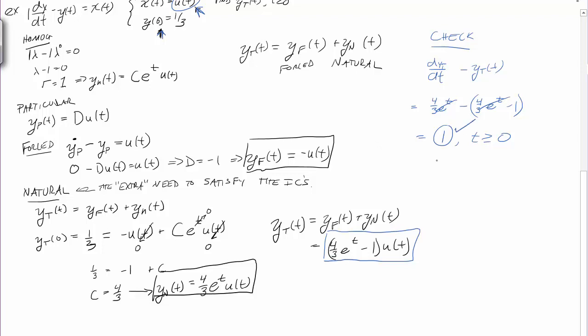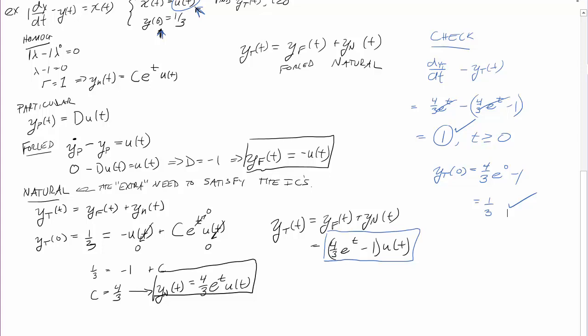Additionally, we can check the initial condition. What is y(t) at 0? Well, it's going to be 4/3 e to the 0 minus 1, which is just 1/3. That gets our second check mark. So we found a solution. It meets both of our requirements. It is the solution.